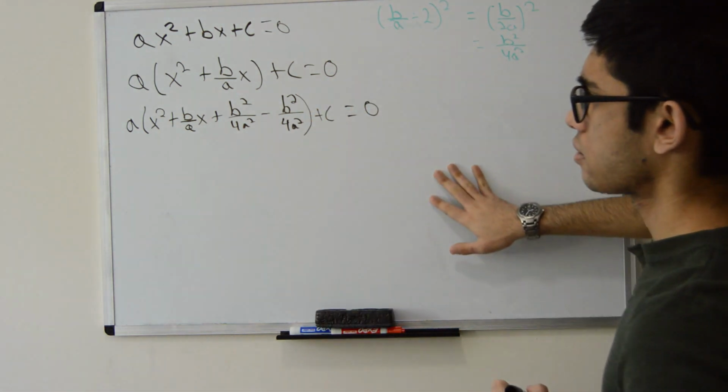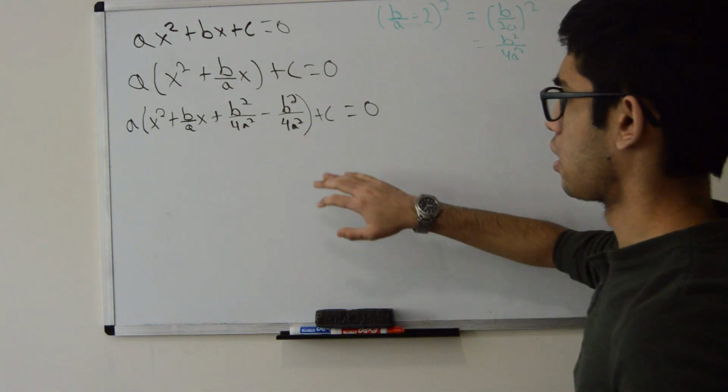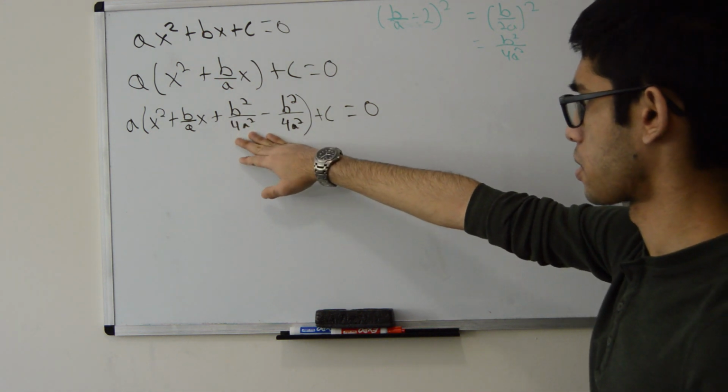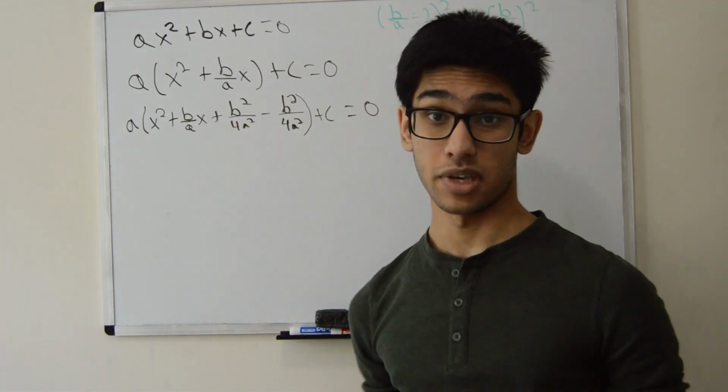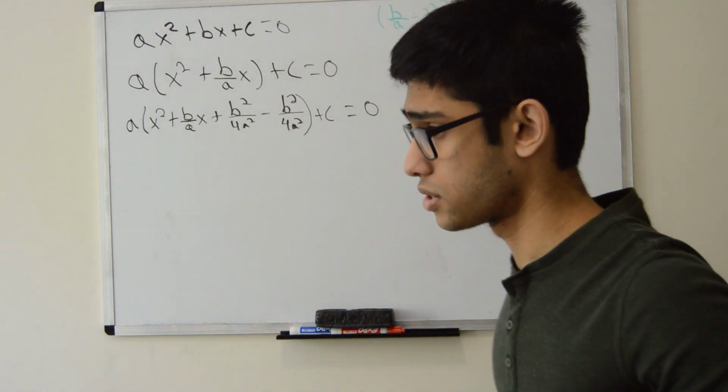Maybe I should bring that down. Okay, so this is what we did here. We just added the plus b squared over 4a squared, and then I subtracted the b squared over 4a squared. So that's what I was doing.